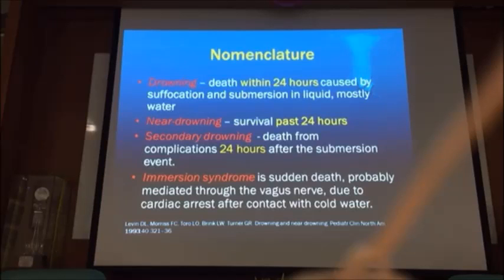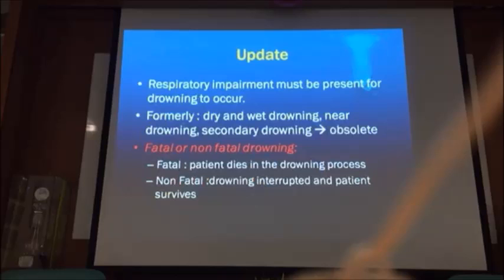I said just now, the nomenclature has changed. Before, drowning meant dead. Now they say drowning means dying within 24 hours. Near drowning is past 24 hours, so when you put the patient in ICU and they die after that, it's near drowning. Secondary drowning is death from complications after 24 hours. To cut the long story short, rather than submersion or near drowning, they divided it into fatal or non-fatal, and if non-fatal, whether there is morbidity or not.